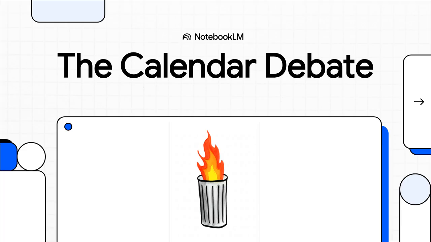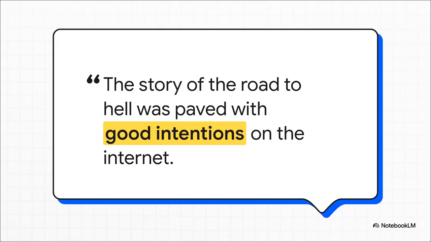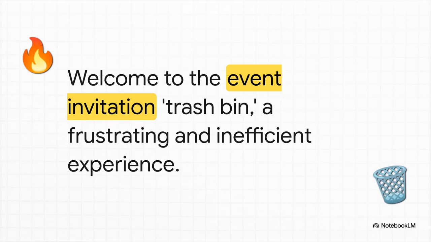feels so broken. And this quote from our source material, man, it just hits the nail on the head. You've got all these well-meaning developers and marketers trying to solve a pretty simple problem, getting an event onto your calendar. But what they ended up creating was this tangled, frustrating mess of workarounds. And that mess, it actually has a name. The source for this whole explainer calls it a burning trash bin. And honestly, that feels about right.